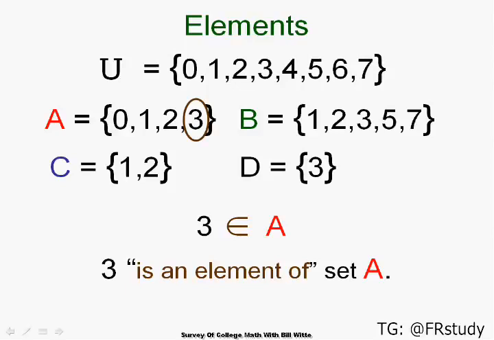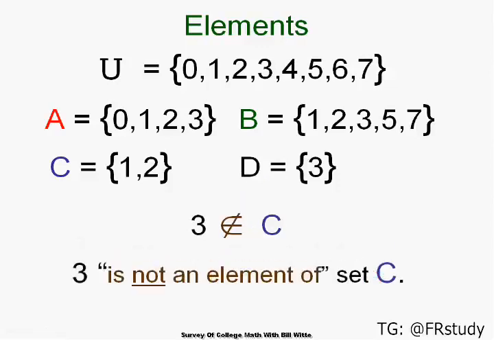Consequently, we're going to have another symbol, not an element. For instance, 3 is not, the cross out means is not, an element of set C. And as you can see, it isn't. Okay, that's just the statement: is an element and is not an element.